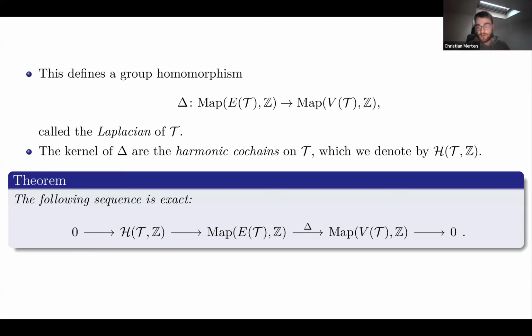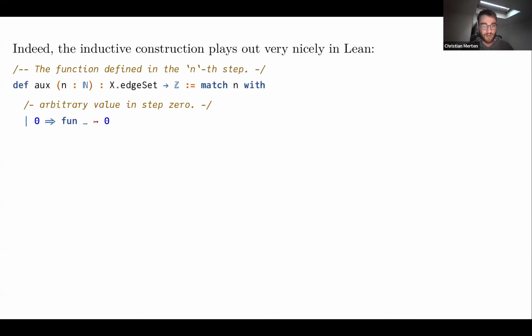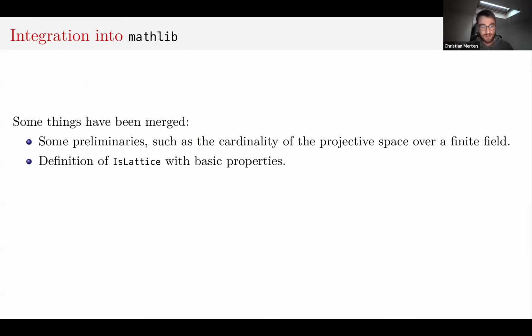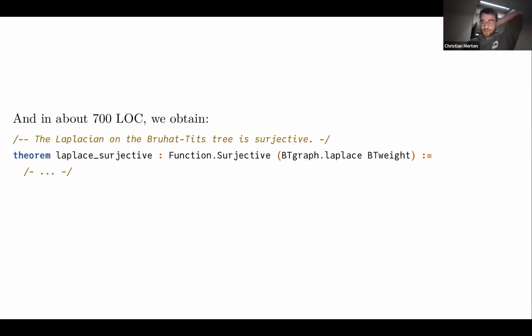Right, so in the end, I don't want to go through the proof. We get that this Laplacian on the Bruhat-Tits tree is surjective, and the proof of this surjectivity of the Laplacian went quite smoothly, and really starting from the tree property, you get this in roughly 700 lines of code, which also involves quite a bit of API development that is quite independent of this proof.